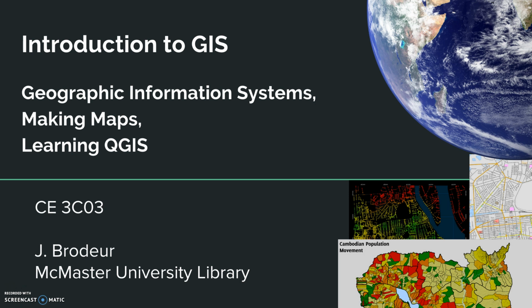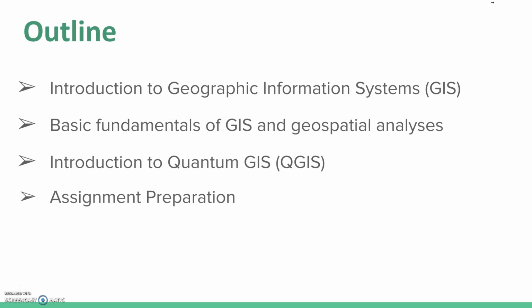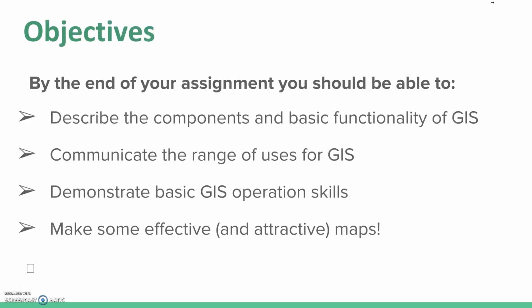The purpose of this presentation is to provide you with the fundamental background information you need in order to succeed in your upcoming assignment. I've split this content into two presentations, and this first presentation is going to cover an introduction to geographic information systems and the basic fundamentals of GIS, geospatial data, and geospatial analyses. The follow-up presentation will give a hands-on introduction to Quantum GIS, or QGIS, which is software that you'll use in your assignment. By the end of the assignment, it's expected that you'll be able to describe the components and basic functionality of GIS, as well as communicate its range of uses, demonstrate that you have basic operational skill, and hopefully make some effective and very attractive maps in the course of developing a skill that you can use in future endeavors, whether it's in your schoolwork or in later jobs.